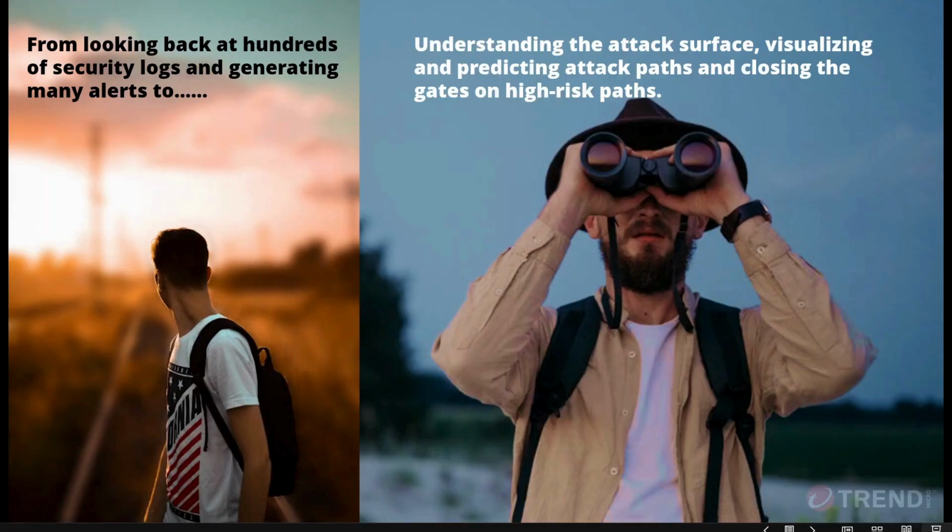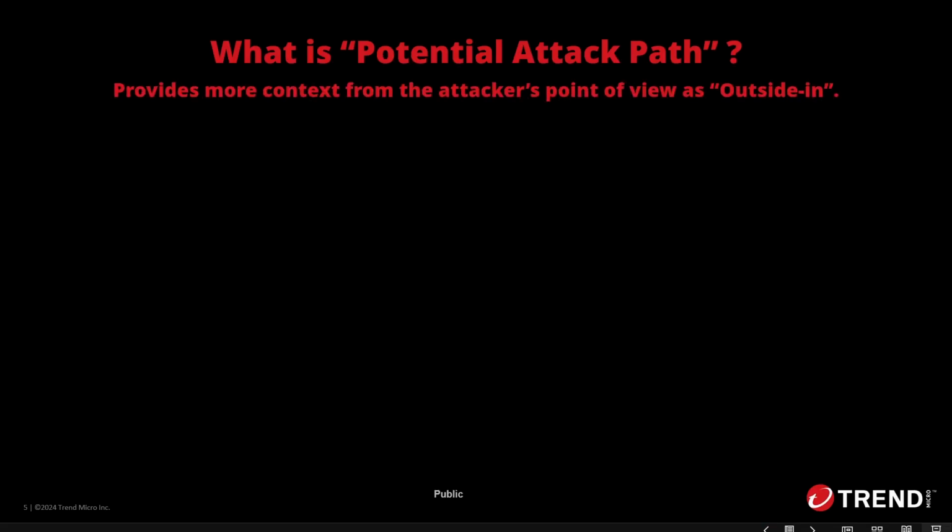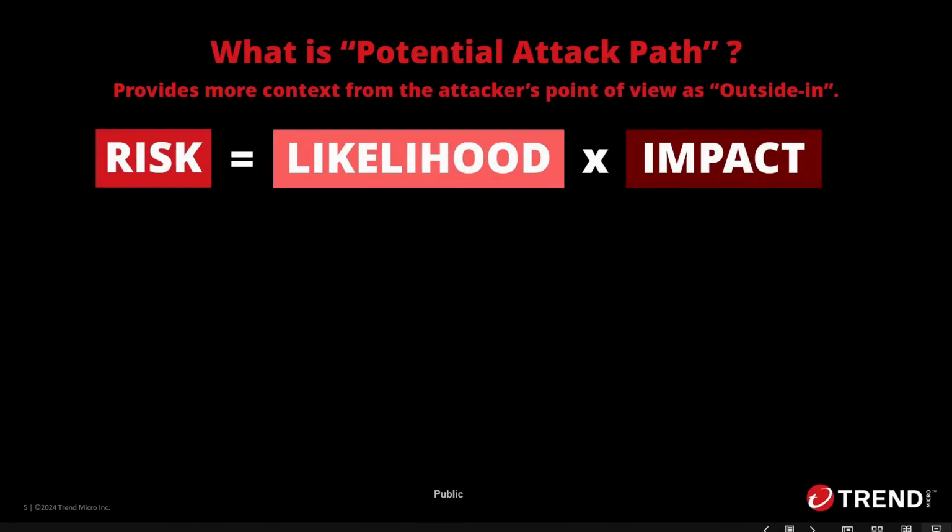Now you have to understand the potential attack path, but before that, you should know what a potential attack path is. A very simple formula: risk is equal to likelihood times impact. You have to calculate the risk of your environment and your networks. The moment you know the risks, you will understand what the attack paths could be and which attack path has the highest priority to be addressed.